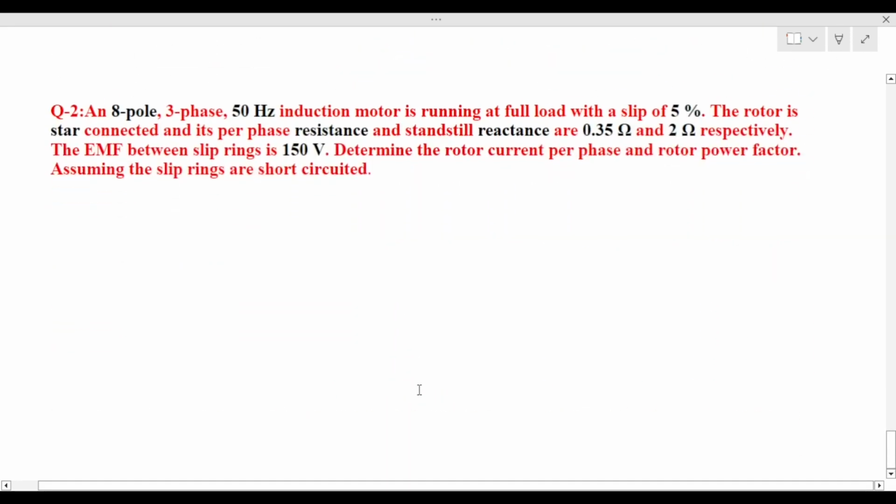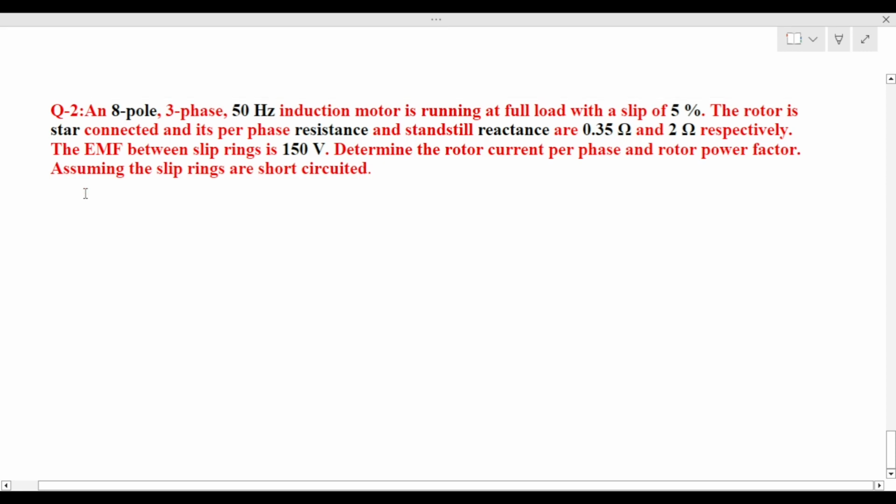The next problem, you can look at it clearly: an 8-pole 3-phase 50 Hz induction motor is running at full load with a slip of 5%. The rotor is star connected and its per phase resistance and standstill reactance are 0.35 ohms and 2 ohms respectively. The EMF between the slip rings is 150 volts. Determine the rotor current per phase and the rotor power factor, assuming the slip rings are short circuited.